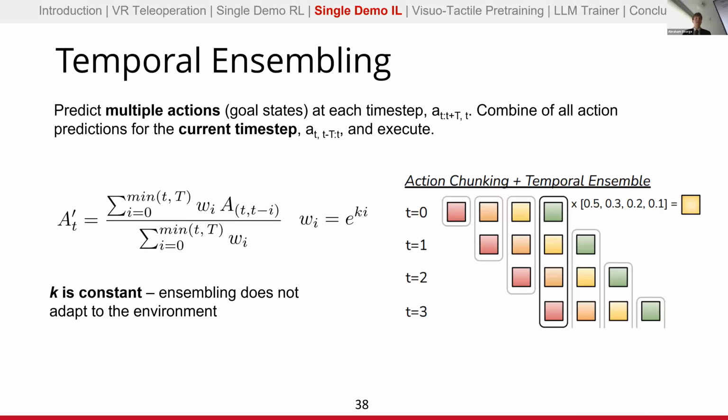The previous methods doing this used an exponentially decaying weight. So we treat previous terms, the further back in history they are, the less confident we are in them. But they use a constant k, so it is not dependent on the environment. It doesn't adapt at all.